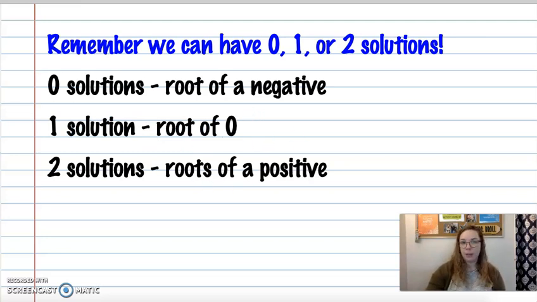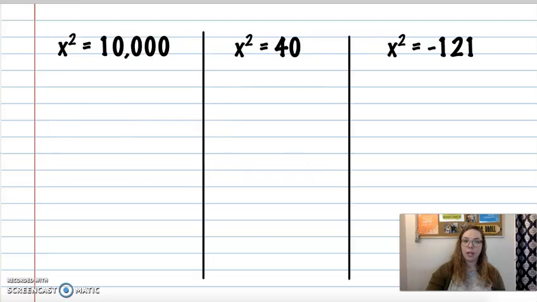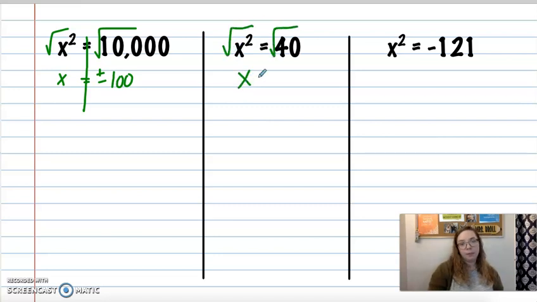Okay, so just some more examples we're going to run through. Hopefully we'll get the hang of this. Here, solving by square roots, I just have to do my last step of square rooting both sides. So that would give us positive and negative 100. Here I'm going to square root both sides. So we'll do the square root of 40 in our calculator.